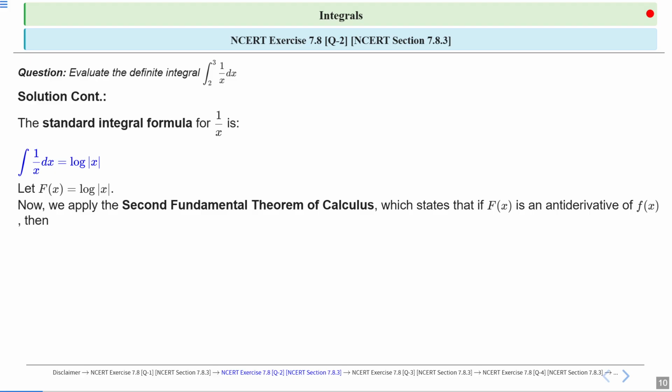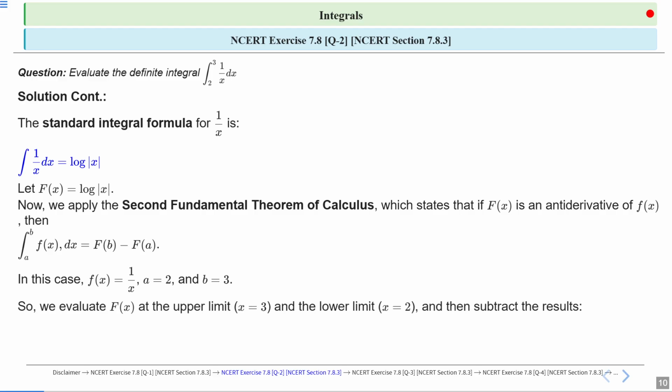Now we apply the second fundamental theorem of calculus, which states that if capital Fx is an antiderivative of fx, then the definite integral a to b fx dx is just capital Fb minus Fa. So in this case, fx is 1 by x, a is 2, and b is 3, and the antiderivative is log x. So just calculate the log x value at 3 and at 2 and then subtract.